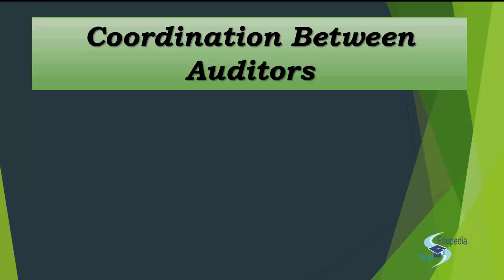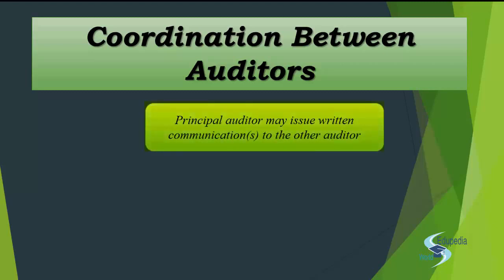So for this, the specific things that we will discuss is that the principal auditor may issue written communication to the other auditor. Right? So why would he do that? He would do that to maintain sufficient liaison between the principal auditor and the other auditor. And for that, if he is finding it necessary, he would issue the written communication. That is it. Nothing more in that.